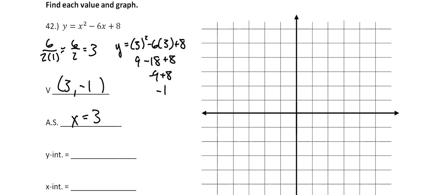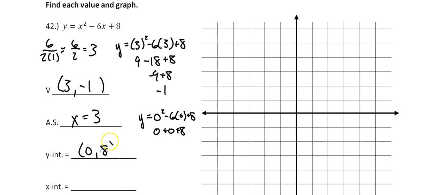The y-intercept, I just have to plug a 0 in for x. That one's easy enough to do in our heads, but let me show it, I guess. 0 squared minus 6 times 0 plus 8. It's like 0 plus 0 plus 8, which is 8.